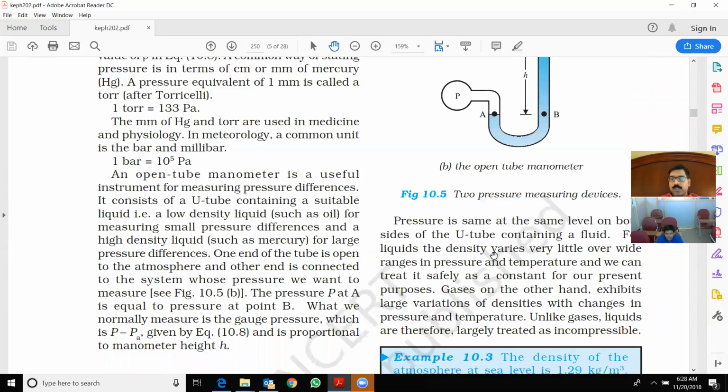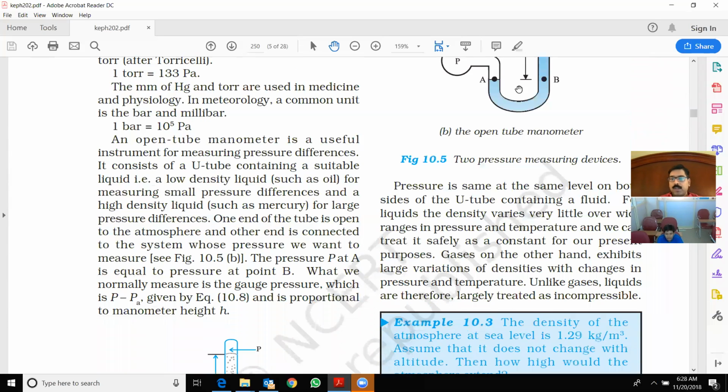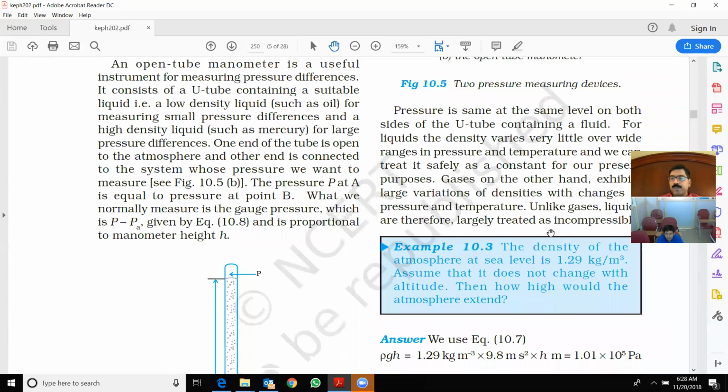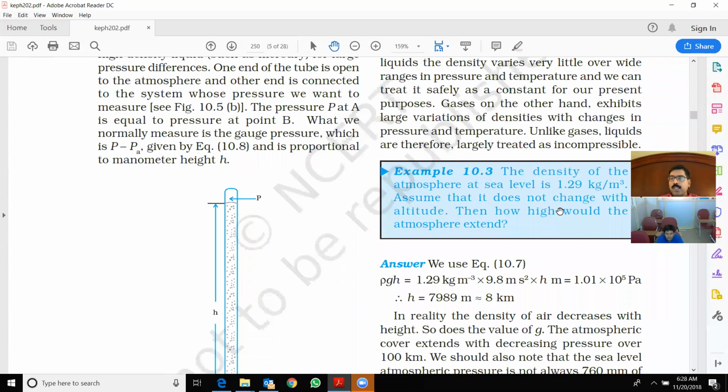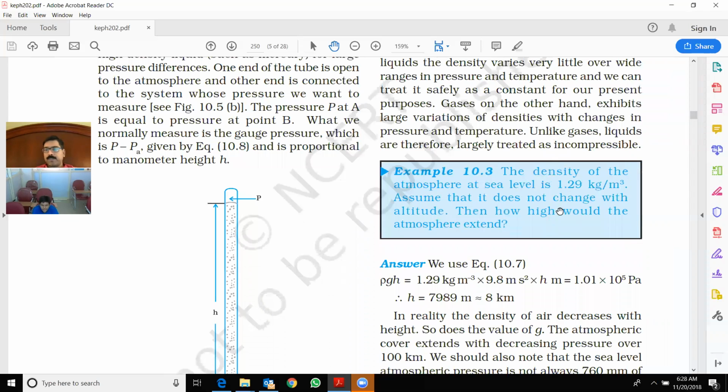Now this whole section here is describing the same phenomena, how this operates. So you can read this and understand. Let's try to solve this problem.